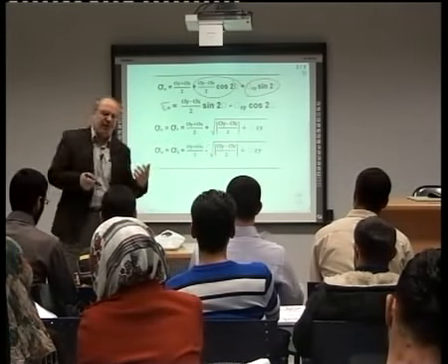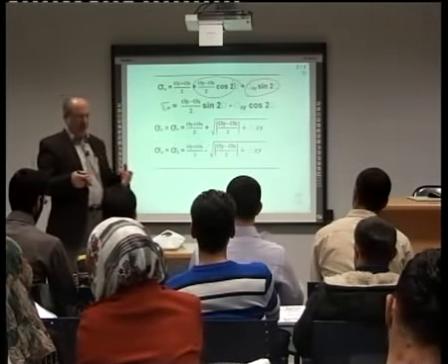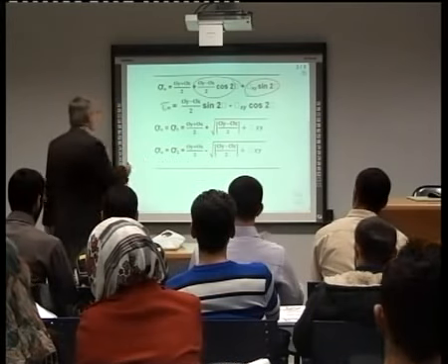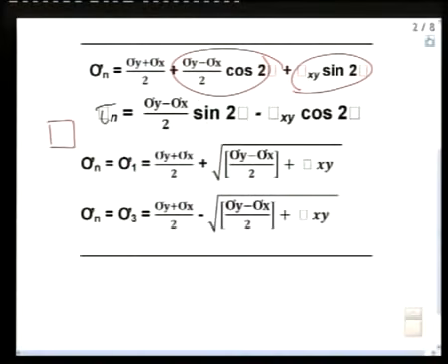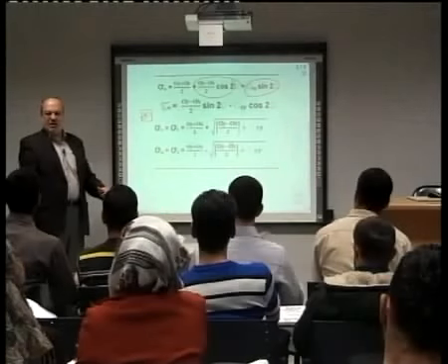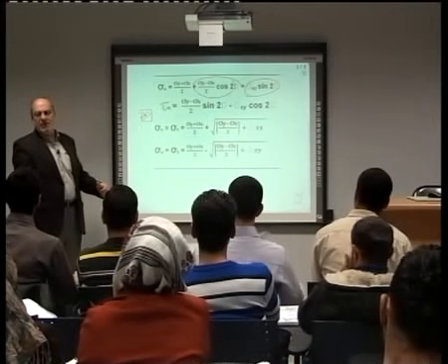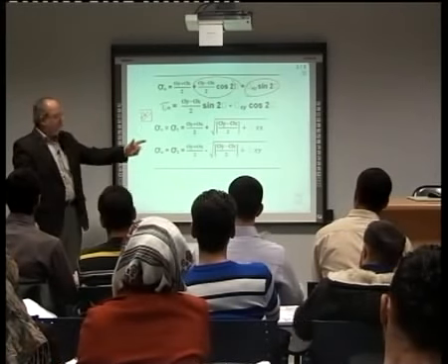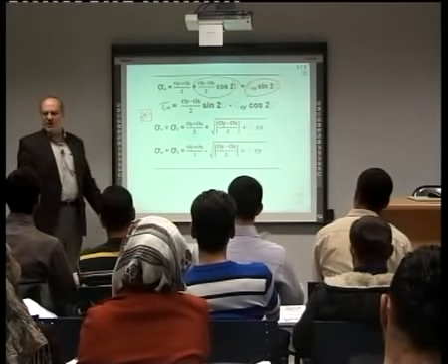So if I give you a question, for example, we have this element, and please find sigma n and tau n, and when the shear is equal to 0, find sigma 1 and sigma 3. So we can use these equations and solve this problem.